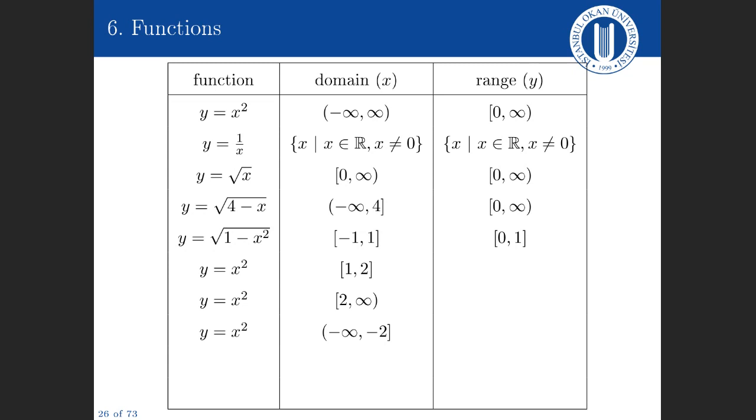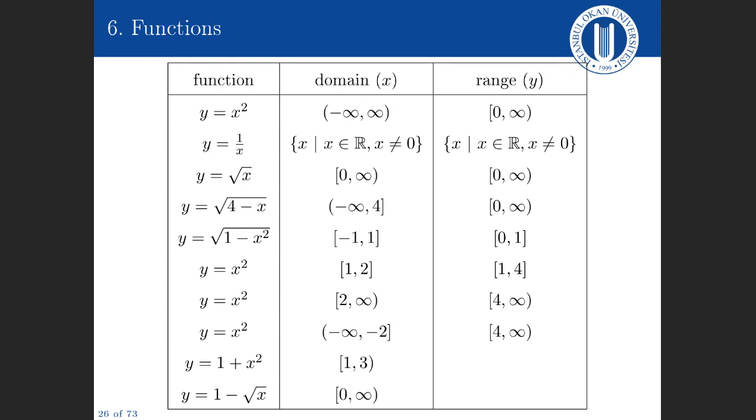Three more functions. y is equal to x squared, but with different domains. If x is between 1 and 2, then x squared must be between 1 and 4. If x is between 2 and infinity, then y must be between 4 and infinity. If x is between minus infinity and minus 2, minus 2 squared is 4, and minus infinity squared is infinity. Again, y must be between 4 and infinity.